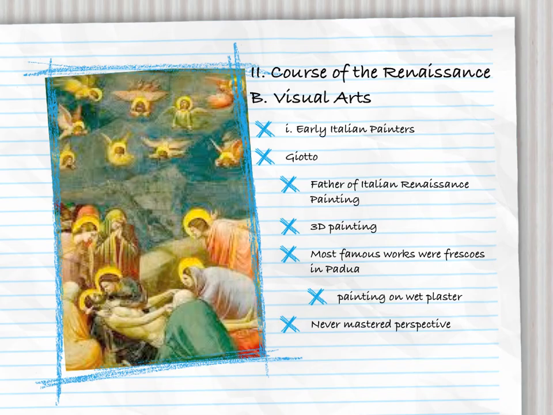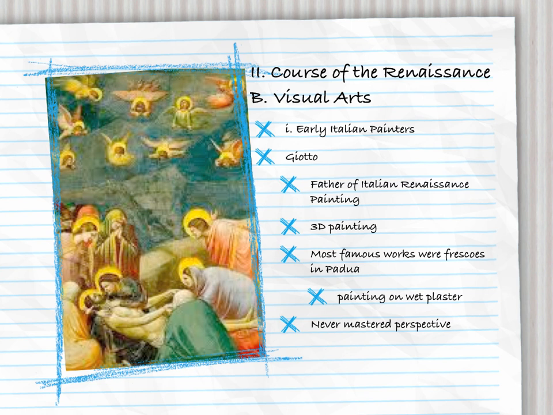Okay, so we have early Italian painters. Our first one is Giotto. He's known as the father of Italian Renaissance painting. He's the first to try 3D painting, though he doesn't quite master it. His most famous works are frescoes. And frescoes, which was a vocab word, are paintings done on wet plaster. Frescoes are very hard to maintain. Because a lot of these are so old, the paint has faded away and flaked off the walls.